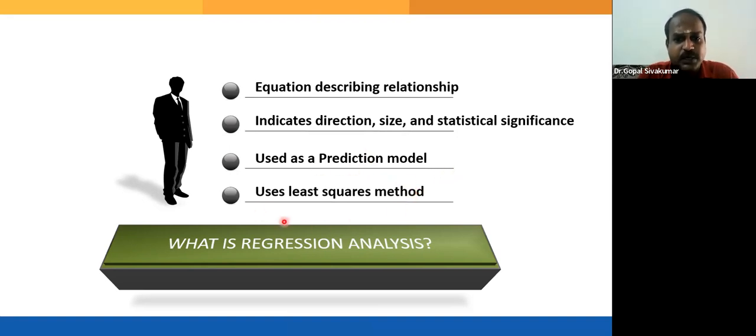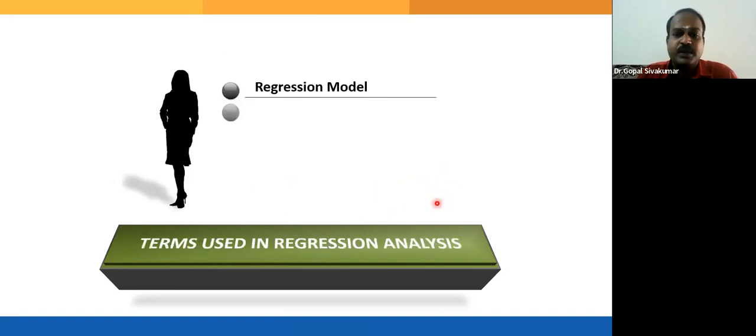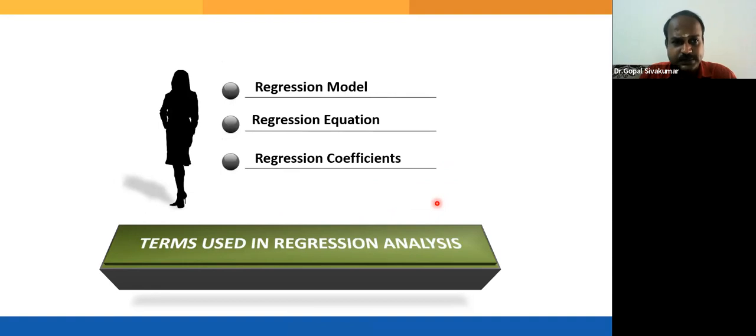And all regression uses a method called principle of least squares. And let us understand all these things. Terms used in regression analysis: regression model, regression equation, and then regression coefficient, and then residuals. And all these things we are going to understand.